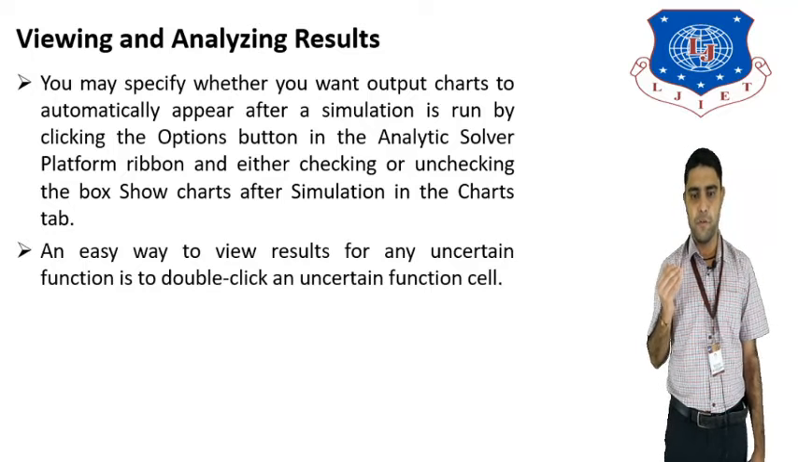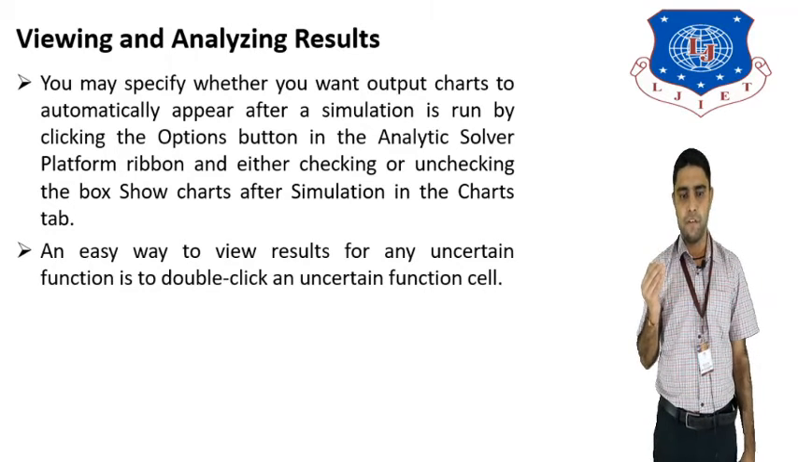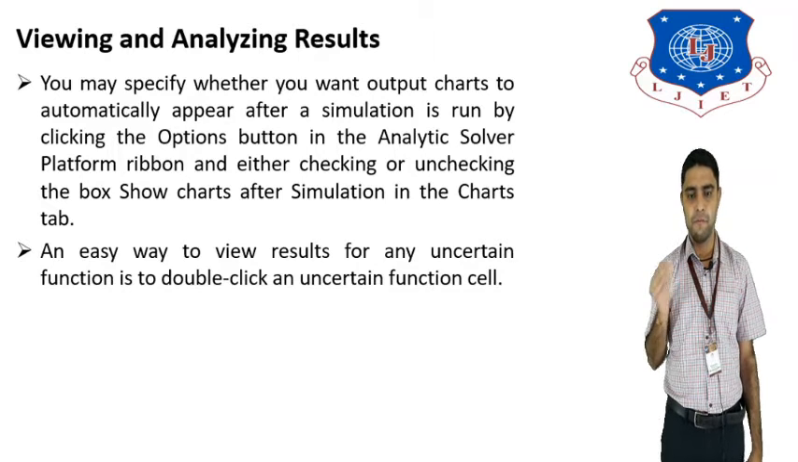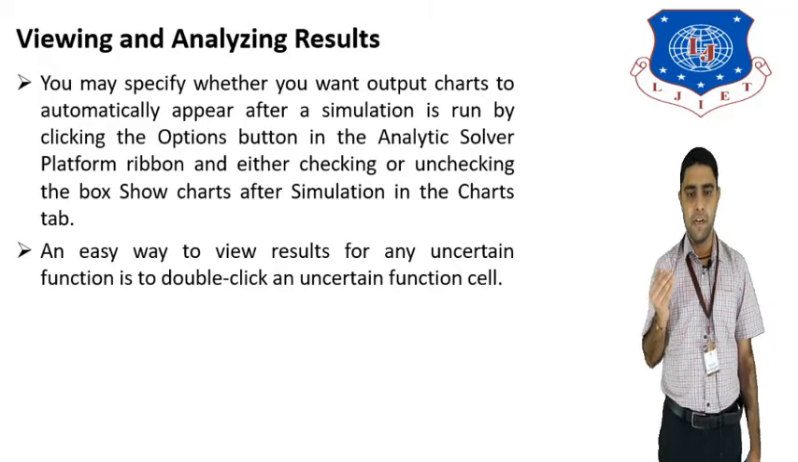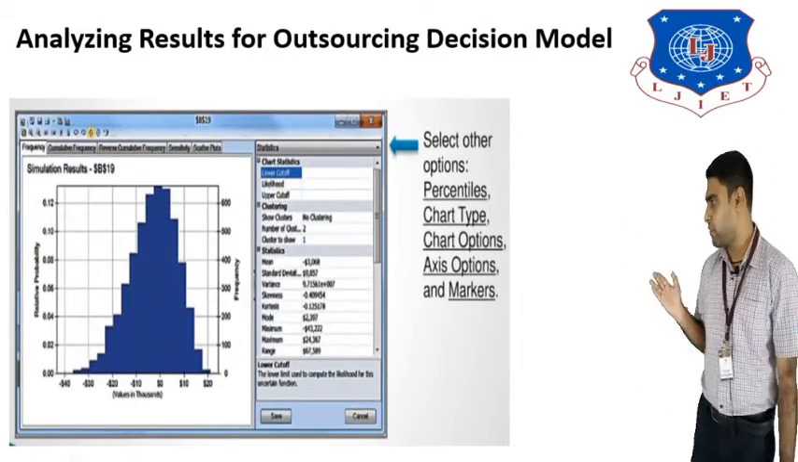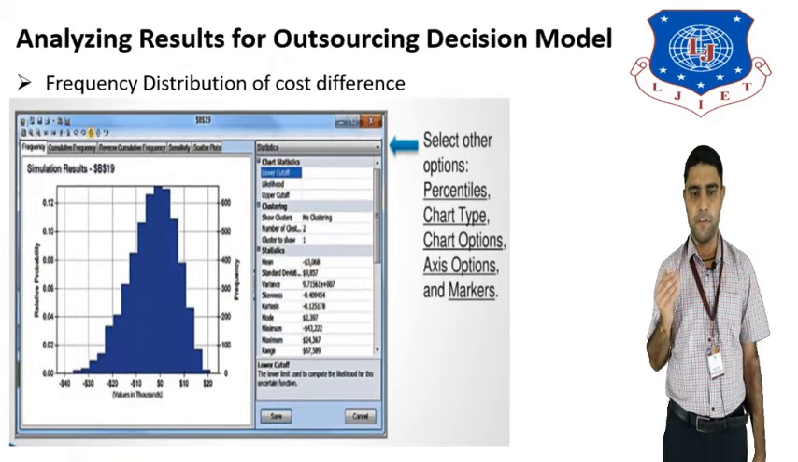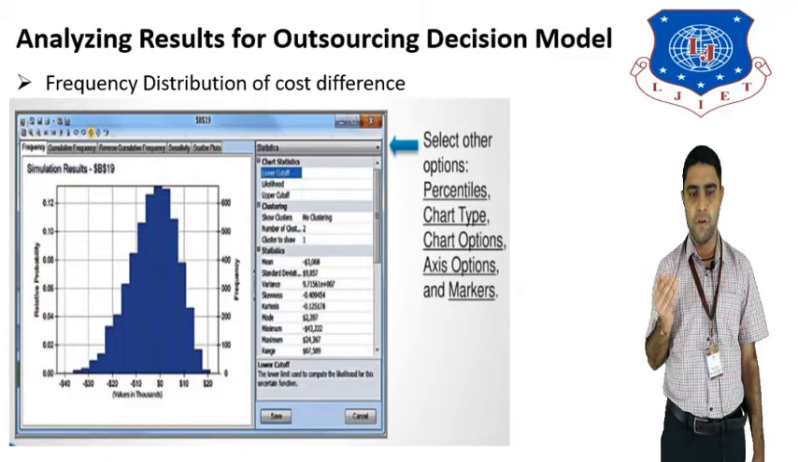The easiest way to view the result for any uncertain function is to double click. We double click on the uncertain function cell. Once we click the uncertain function cell, then we can easily view the result. As shown in the figure, it is used for the frequency distribution. So the frequency distribution graph is used, where the cost difference is given for the result of the outsourcing decision model, which is in the form of a histogram.